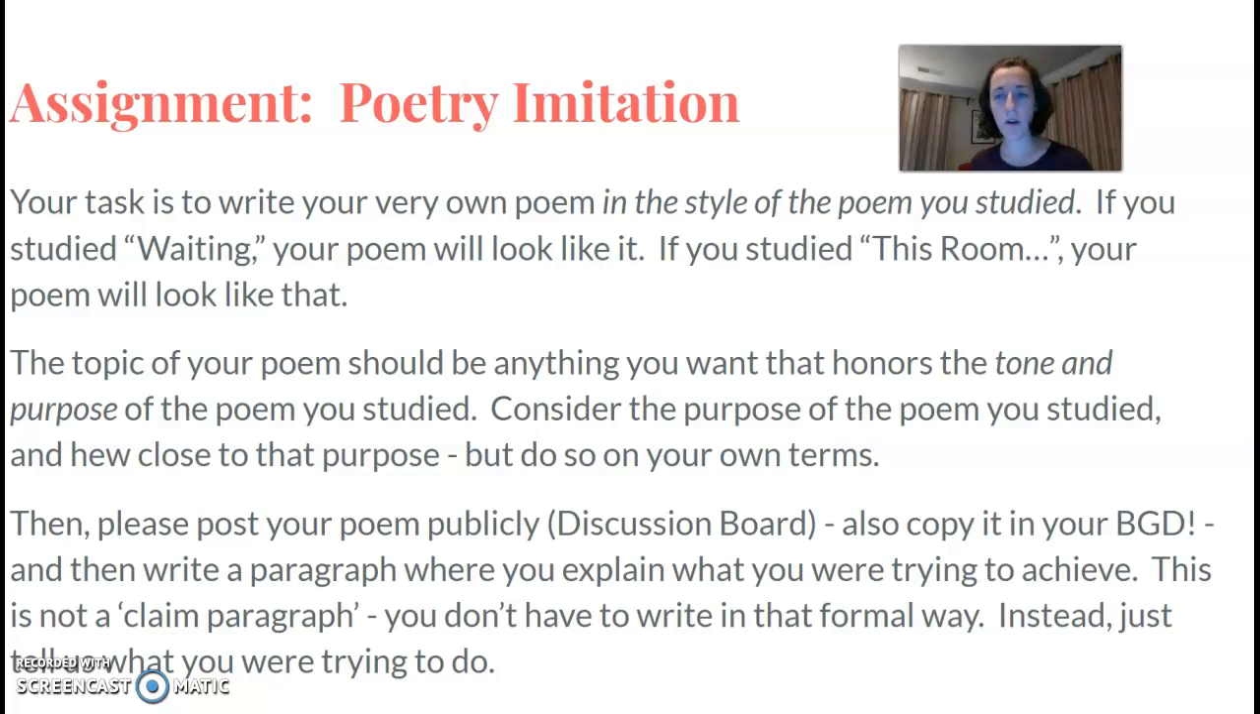I'm asking you to post your poem on our discussion board and in your BGD. We will read each other's. These are public. And then after you've put your poem on the post, also write a little paragraph. Just tell us what you're trying to do. It can be personal, it doesn't have to be, it can be short, it can be long. It's just your chance to explain something that we wouldn't necessarily get. It's the beauty of being in a room with each other where we can talk about the poems we write. We're not just publishing them and asking the readers to make sense of them. It's not a formal paragraph.